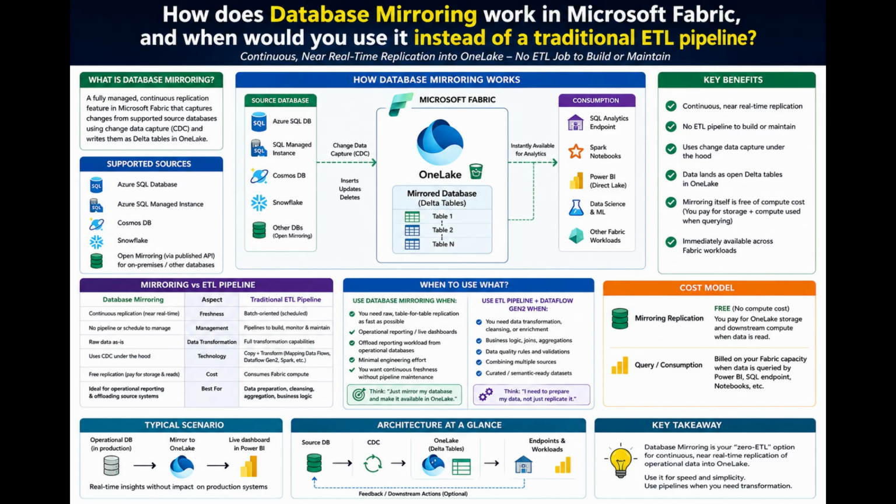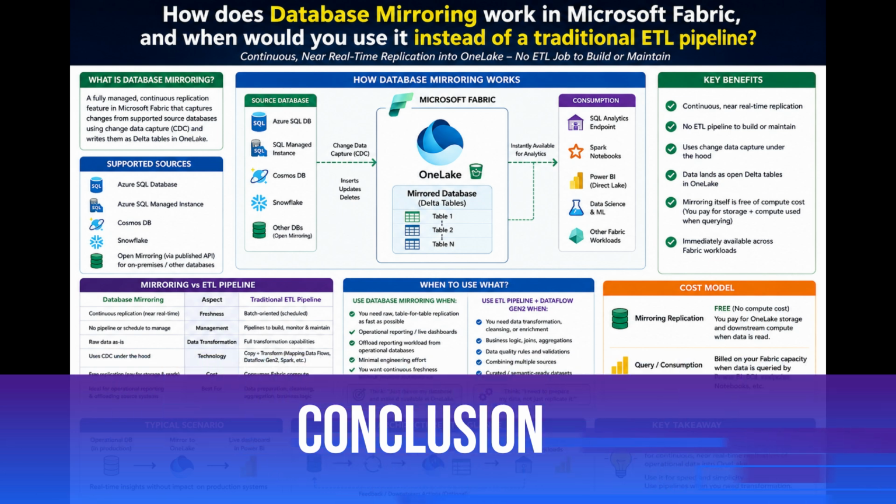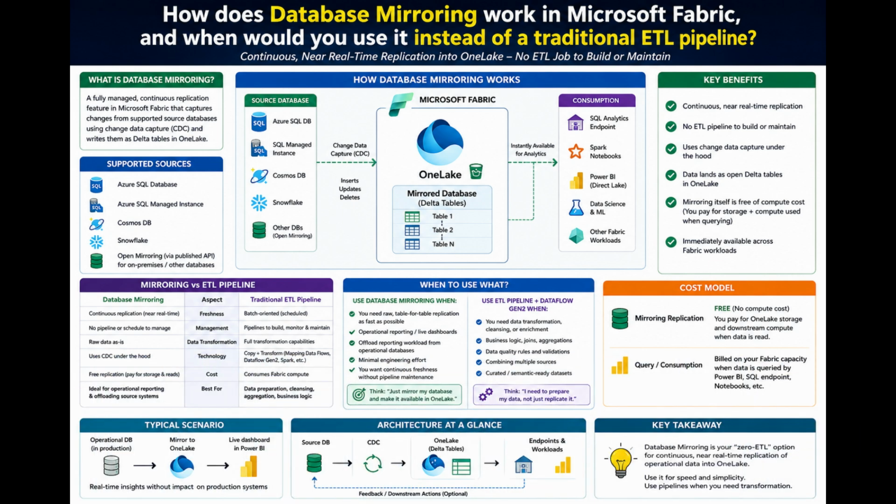So now let's see the conclusion. Here is the one-line summary you want to walk away with. Mirroring gives you free continuous table-level replication into OneLake with zero pipeline maintenance. Use it the moment you need to reflect your source data live, and fall back to pipelines and Dataflow Gen 2 the moment you need transformation on top of it. That combination, knowing exactly where the boundary sits, is what turns this from a buzzword answer into a real architect answer.